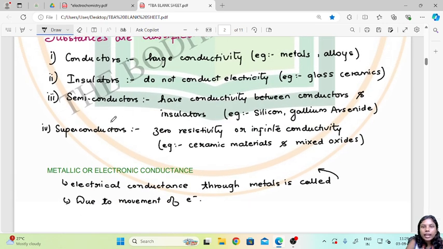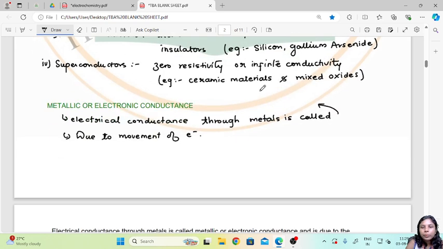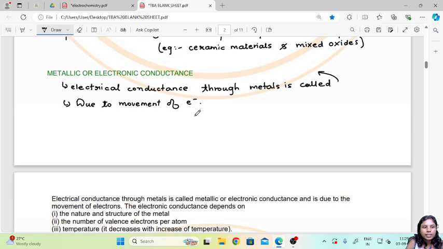There is also another category that is not very well known but exists: the superconductors. Their property is that they have zero resistivity. Since resistance and conductance are opposites, if something has zero resistivity, its conductivity is infinite. Examples are ceramic materials and mixed oxides.